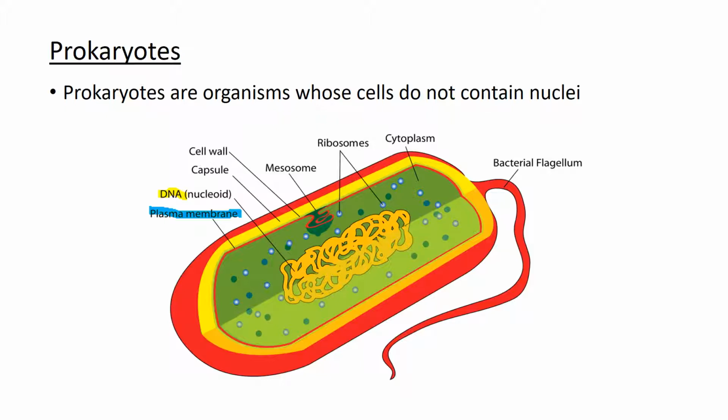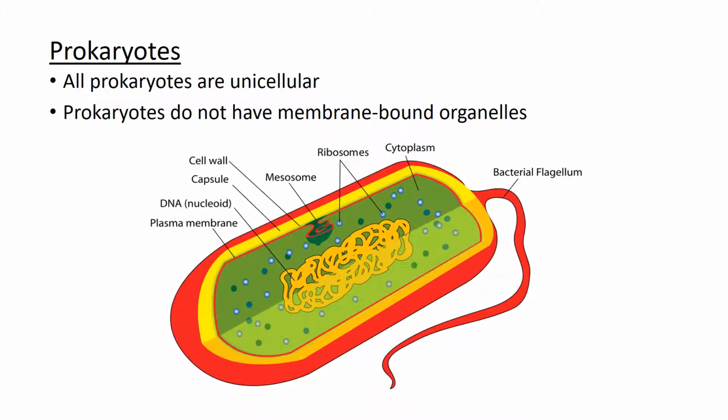It's simply floating in the cytoplasm. And the cytoplasm is represented as green, so I've highlighted the word in green. The DNA is simply floating in the cytoplasm. It doesn't have its own protective membrane. That's what we mean when we say prokaryotes do not have a nucleus.